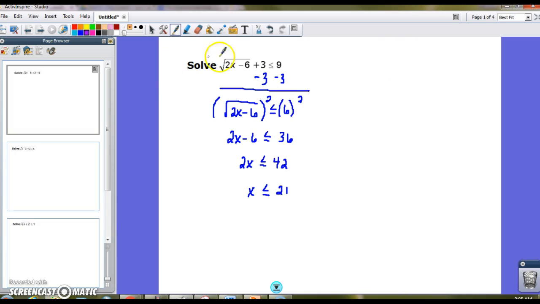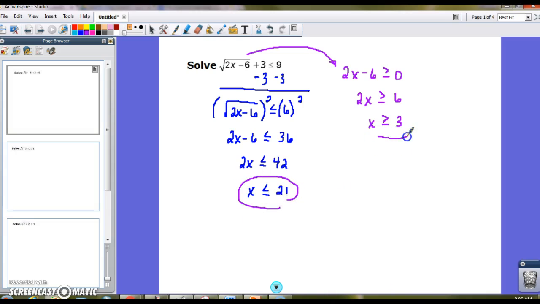Remember that we cannot take the square root of a negative number. So we have to restrict x so that whatever's under the radical is greater than or equal to 0. And the way that we do that is we just take what's under the radical and make it greater than or equal to 0 and solve for x in this inequality. So 2x is greater than or equal to 6. So x is greater than or equal to 3. So now I'm going to combine these two inequalities together, and that is my solution. So x has to be greater than or equal to 3, but less than or equal to 21.